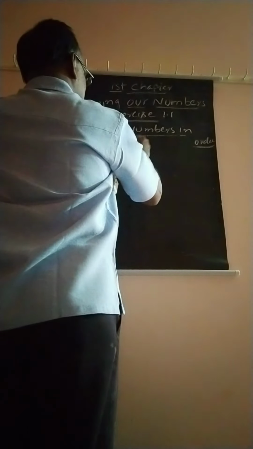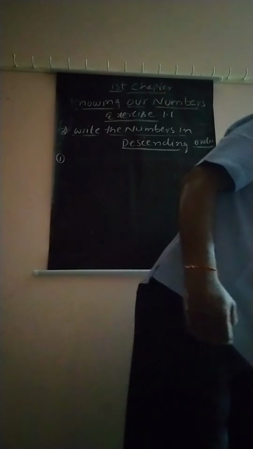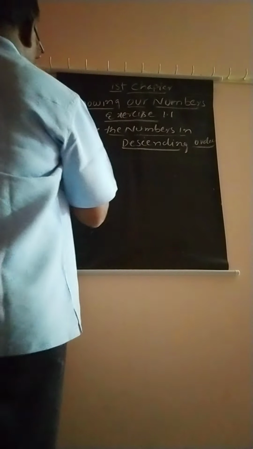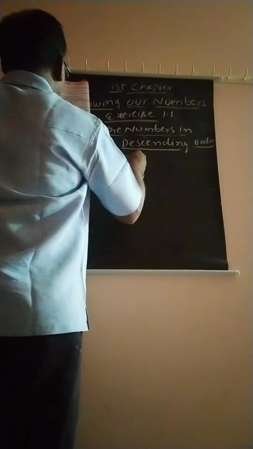Descending order. Descending order means, first one, third one, descending order. First one: 876, 89715, 4, 55321, 89254.